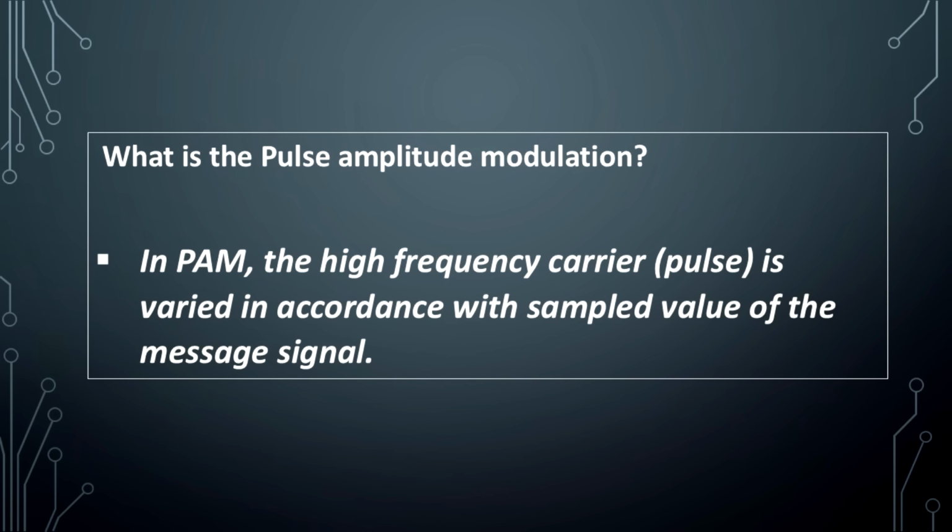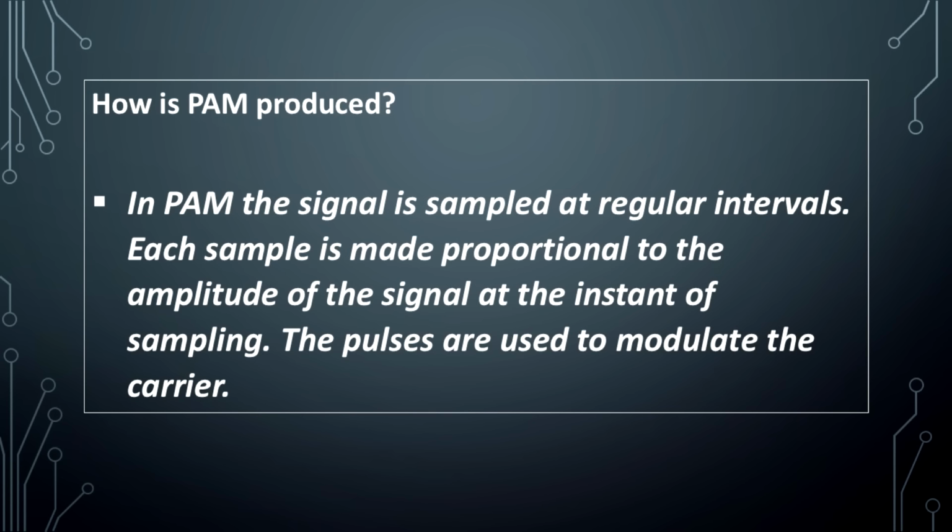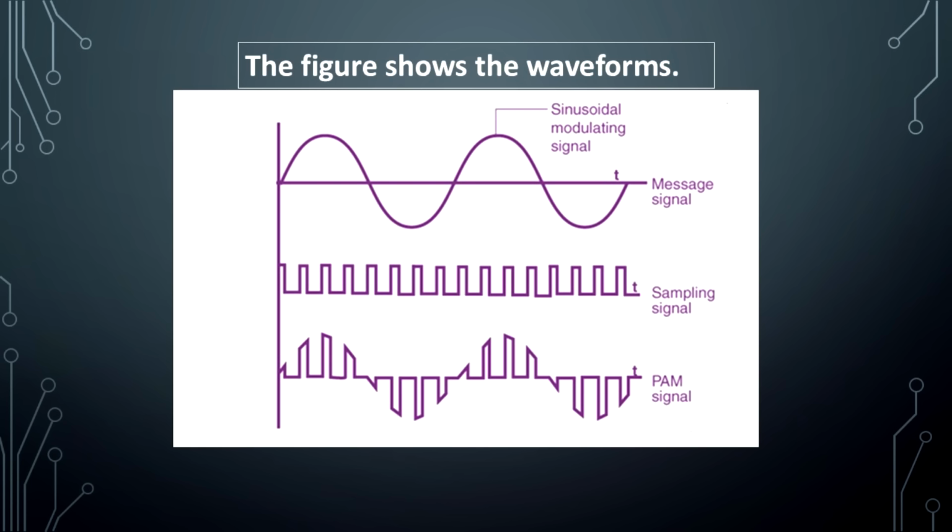What is the pulse amplitude modulation? In PAM, the high frequency carrier pulse is varied in accordance with sampled value of the message signal. How is PAM produced? In PAM, the signal is sampled at regular intervals. Each sample is made proportional to the amplitude of the signal at the instant of sampling. The pulses are used to modulate the carrier. The figure shows the waveform.